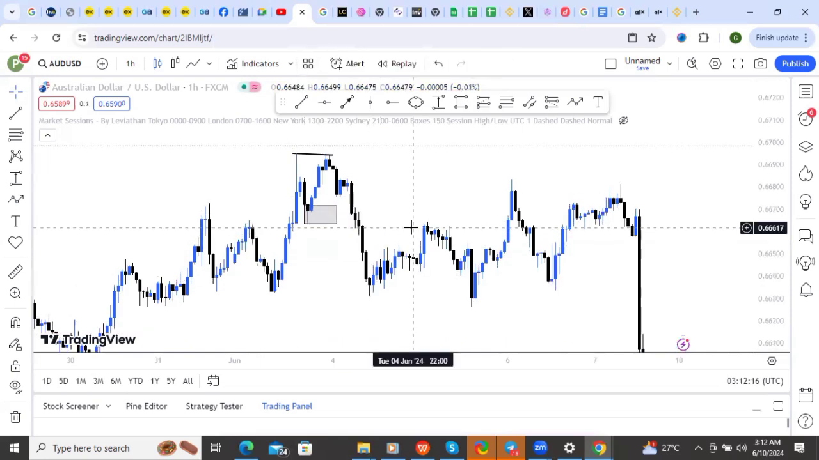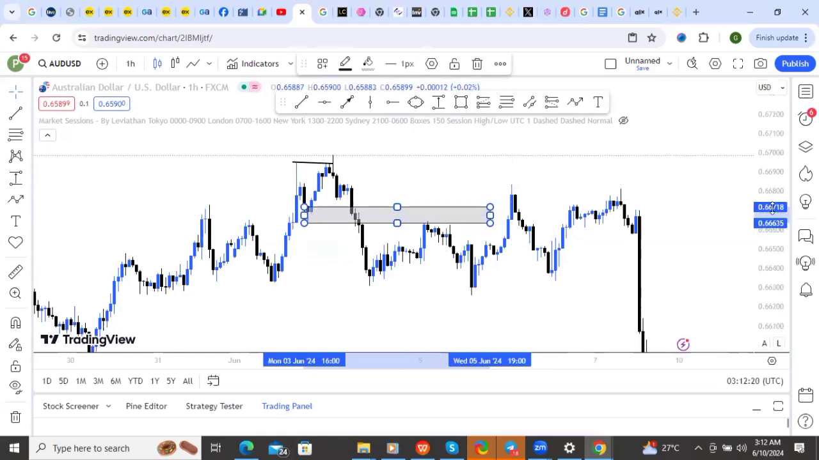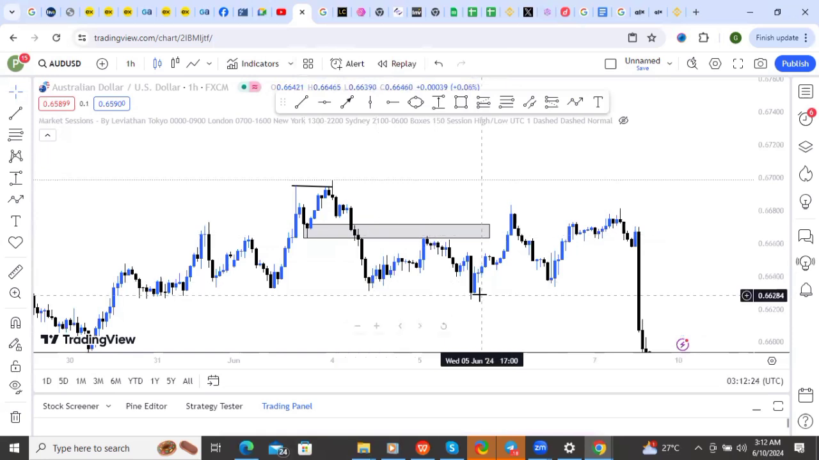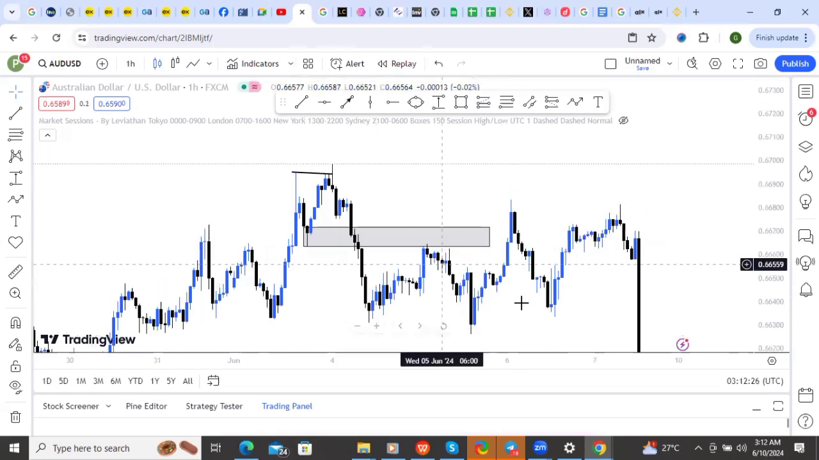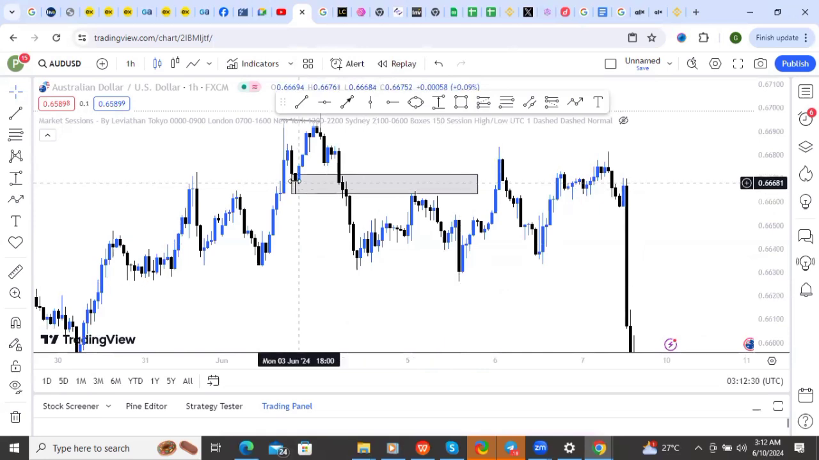If you extend this to the right side, you realize that price came back to test the breaker block, and then there was a fall. Are you getting it? Even though this didn't go far, at least it respected it.